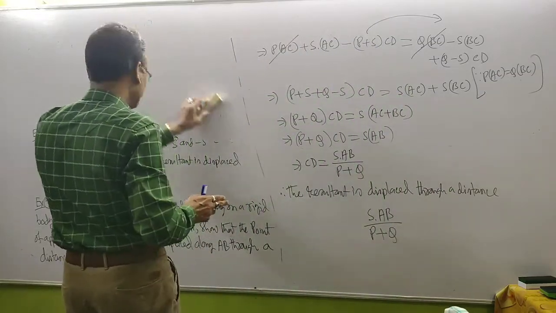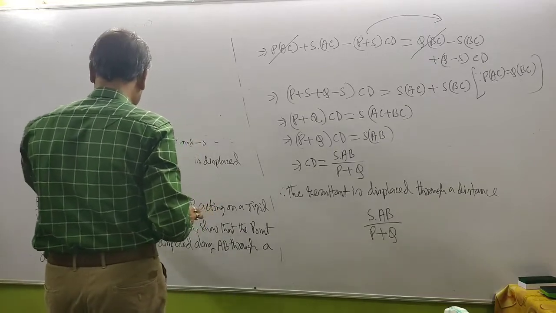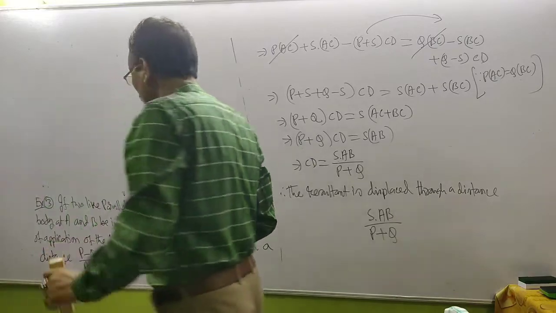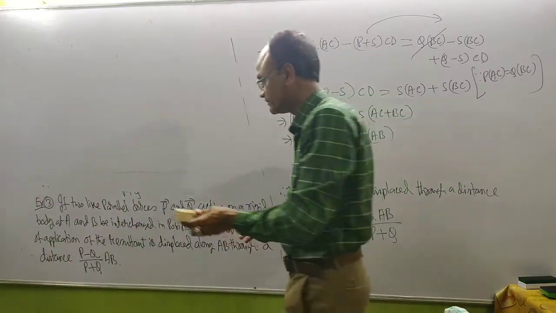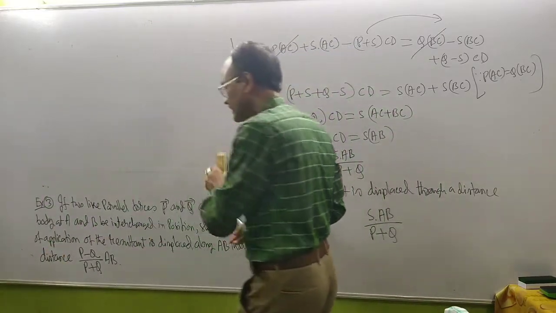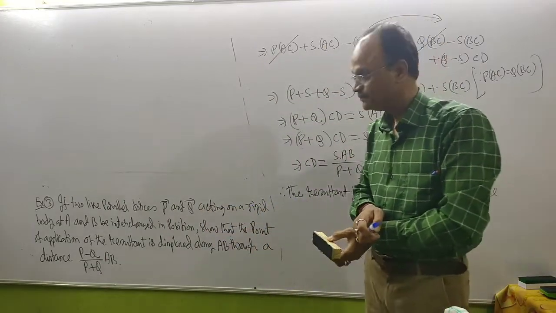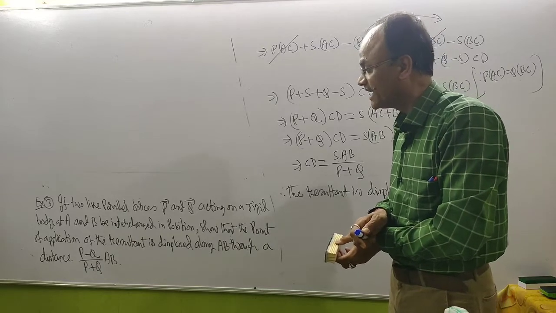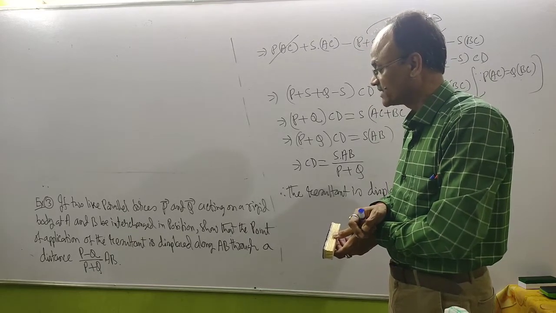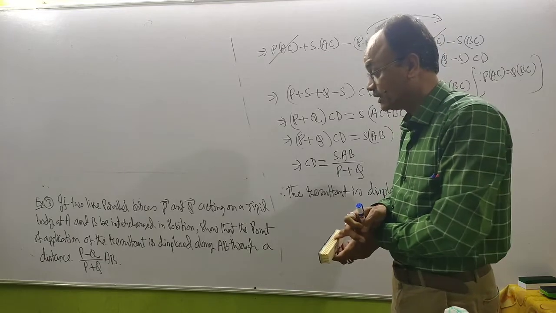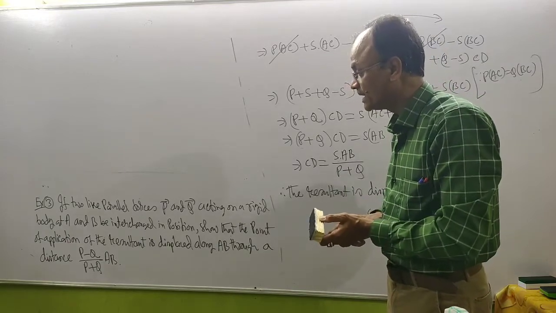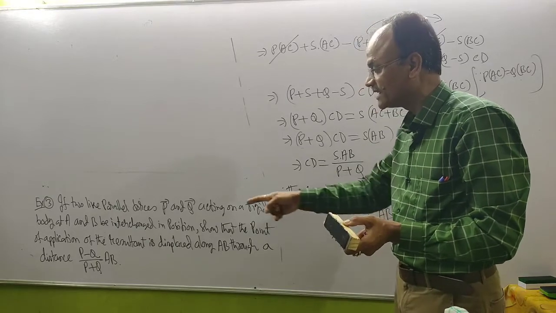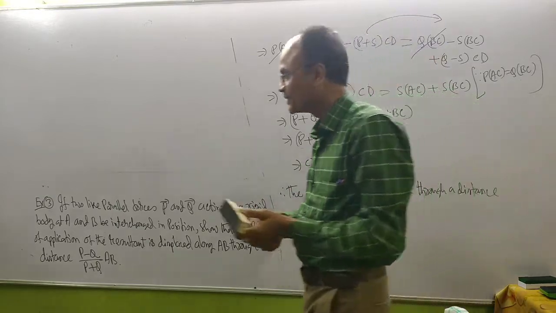Let us try to solve question number 3. Now let me remove this one. Question number 3. What is this? Two like parallel forces P and Q acting on a rigid body at A and B be interchanged in position so that the point of application of the resultant is displaced along AB through a distance. Which one?